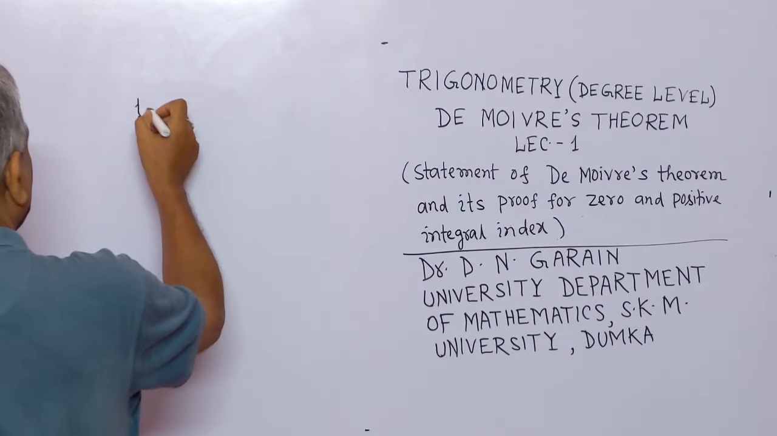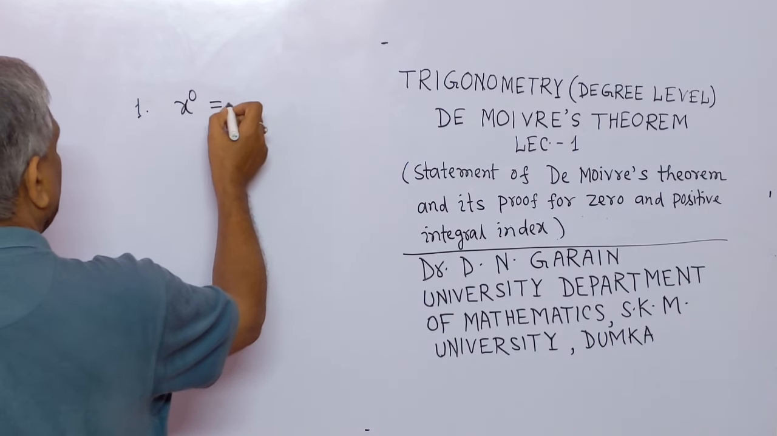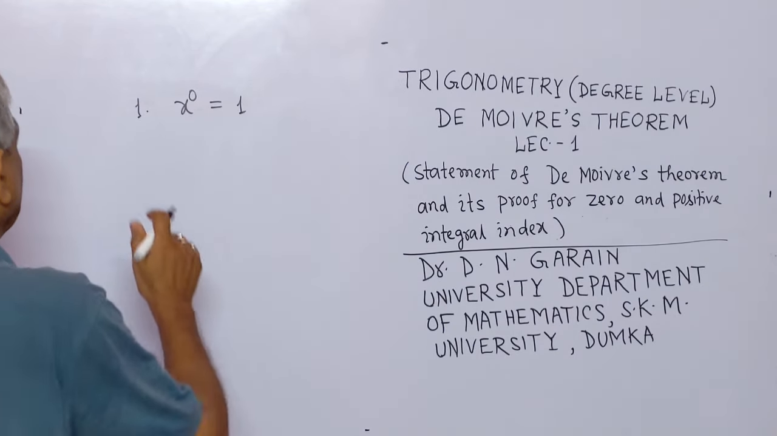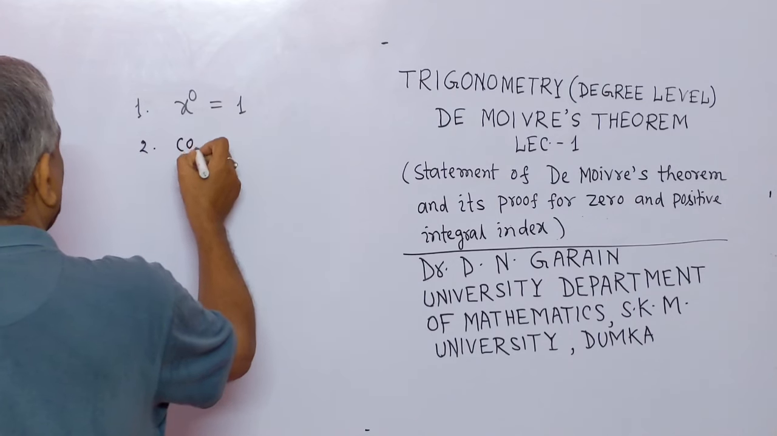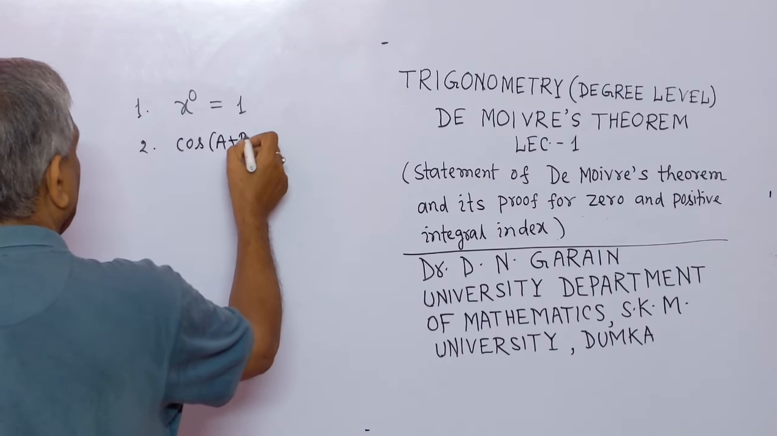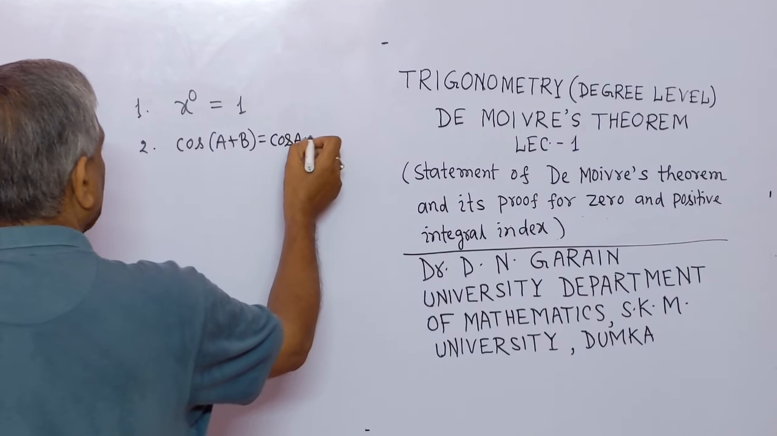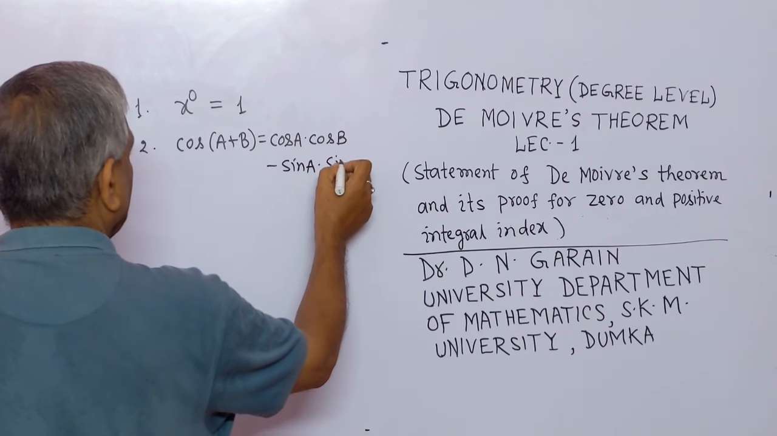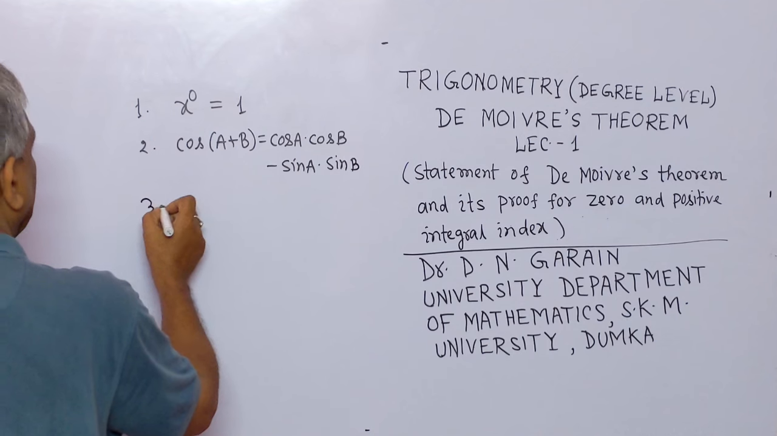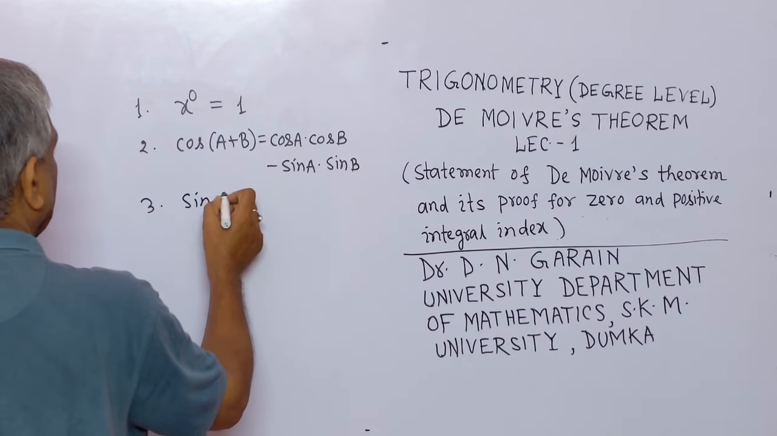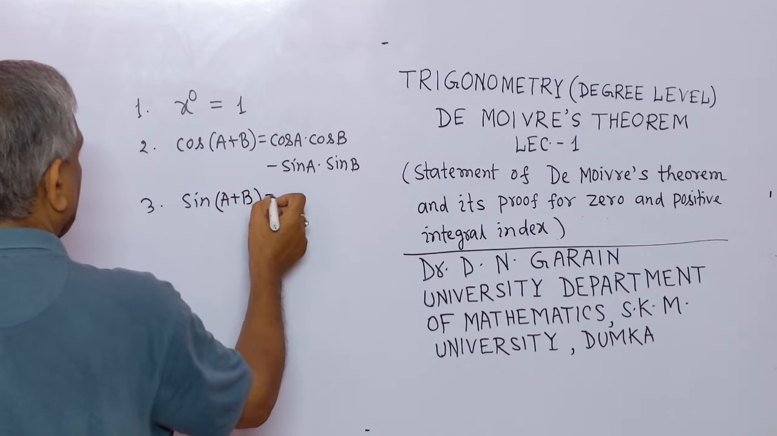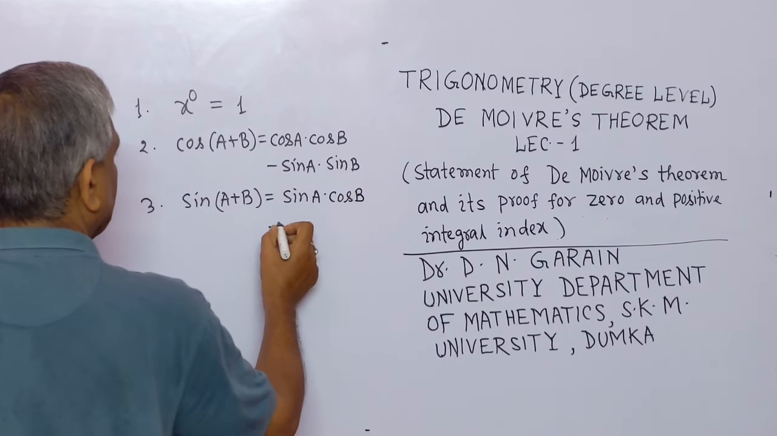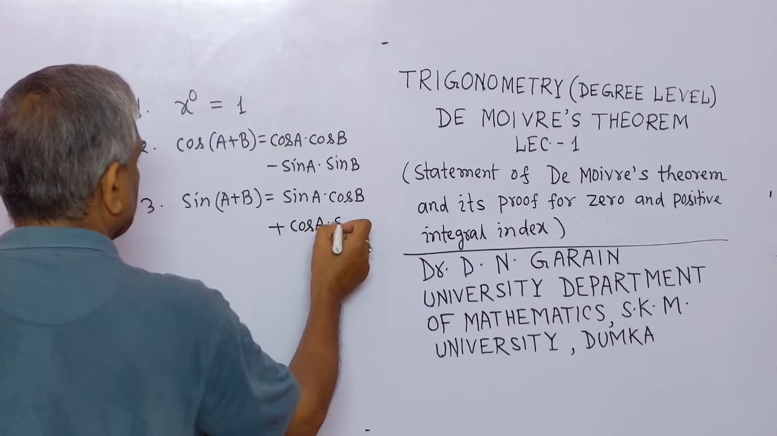Number 1. X to the power 0 equal to 1, where X is any number. Number 2. Cos(A plus B) equal to cos A into cos B minus sin A into sin B. Number 3. Sin(A plus B) equal to sin A into cos B plus cos A into sin B.